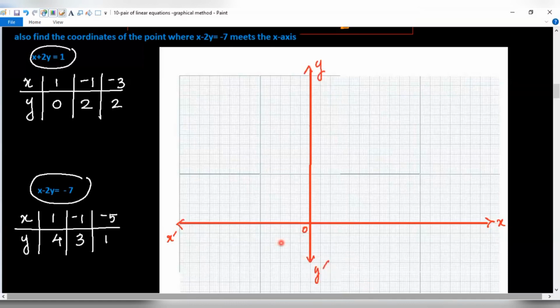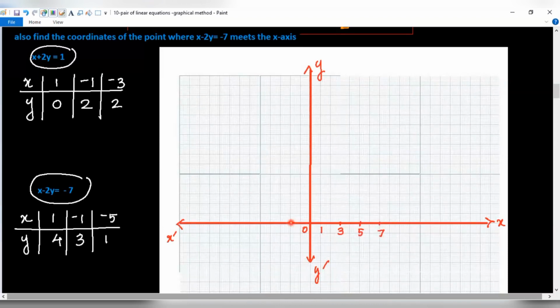Now, here we have x, x bar, y, and y bar. This is our origin. And we need 1, 2, 3, and so on. If it is congested to write down the values here, we can skip 1. Okay, 1 in between, 2 is skipped, and we will write 3. Then 4 is skipped, and we will write 5, like that. 6, then 7, like that. It goes here.